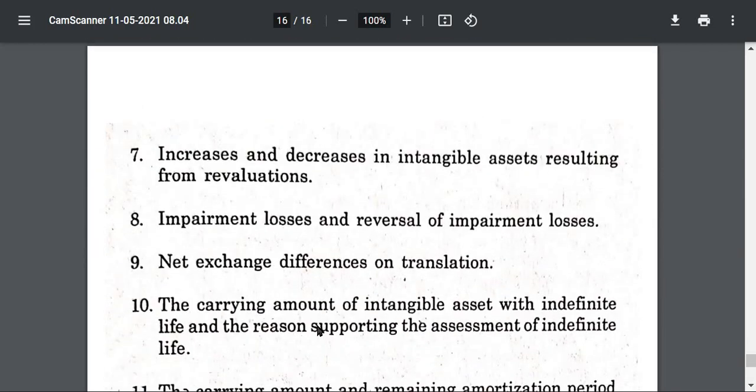So, in our next video, we'll discuss patent and accounting for patent and trademark, specific identifiable intangible assets.